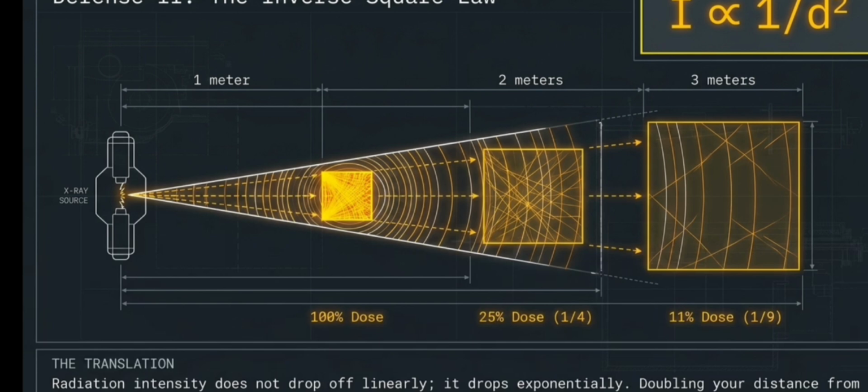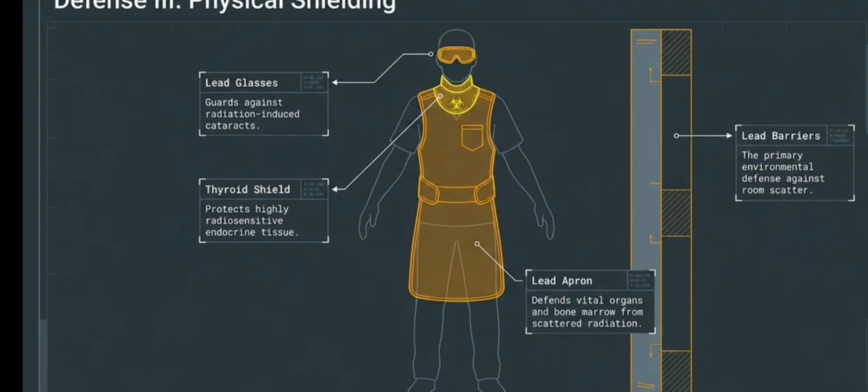Then our second defense is governed by the inverse square law. The takeaway here is vital. Radiation intensity does not drop off linearly, it drops exponentially. If you are standing 1 meter from the source receiving 100% of the dose, moving back just 1 more meter to 2 meters drops your exposure to one quarter, or 25%. Stepping back to 3 meters drops it to about 11%. Simply taking a step back acts as a powerful geometrical shield.